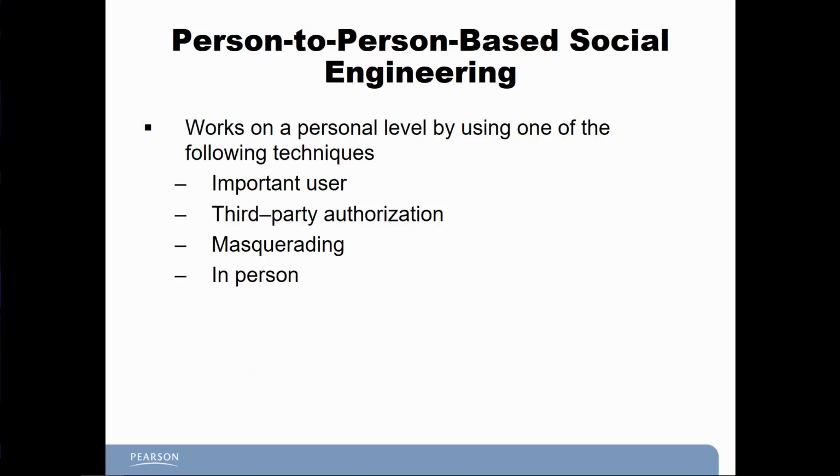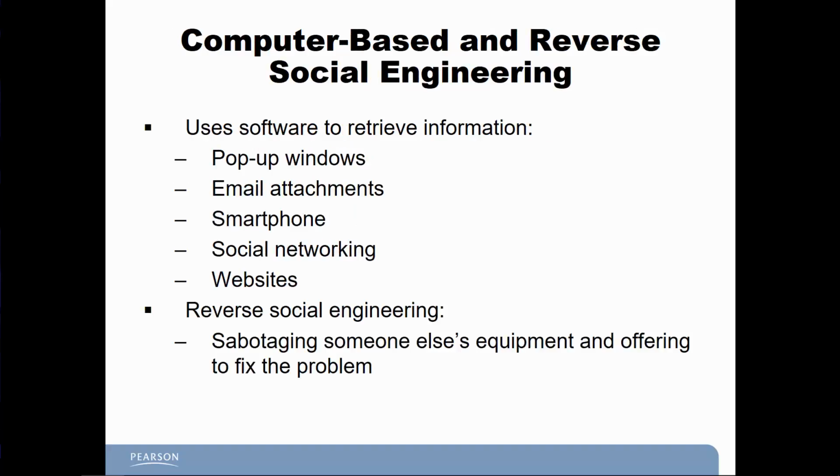So the person-to-person based social engineering: important user, maybe a third-party authorization. Hey, I'm here from the cable company. I need to work on your cable. Or, hey, I'm from the AC company. You can masquerade as someone that you're really not. They gain access. That's actually very common. Software can be used to retrieve information: pop-ups, email, email attachments, smartphone attachments. You could do social engineering through social media or just by websites or people searching. You'll be surprised how quickly you can find information from people by people searching.